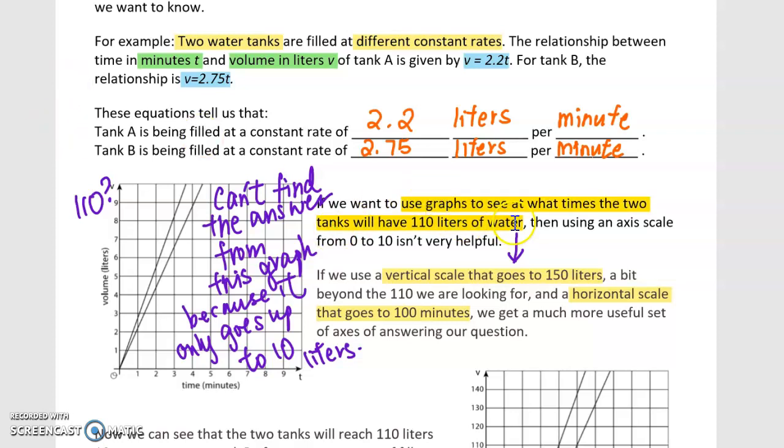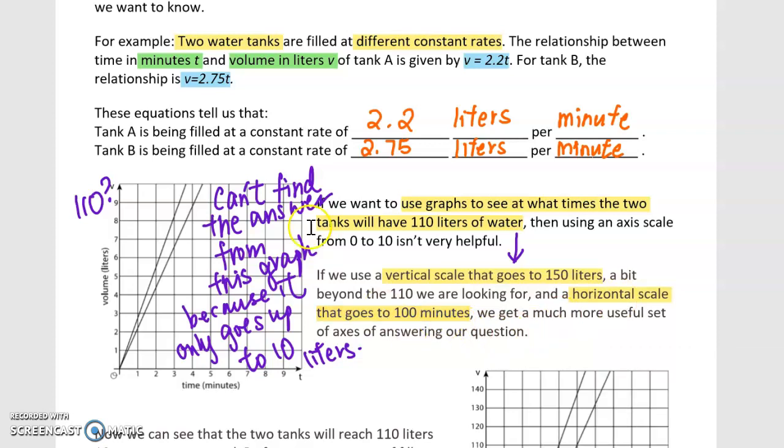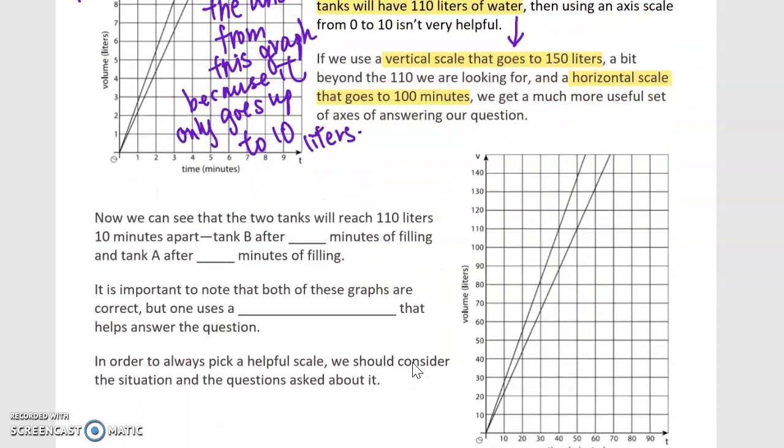I just highlight the situation right here. We want to use a graph to see how long it's going to take us to have 110 liters of water. So that means our solution is that our vertical scale needs to go to 150 liters, and then our horizontal scale needs to go to 100 minutes. So I wrote down from this graph, we cannot tell 110, right? You can see it on here. Can't find the answer from this graph because it only goes up to 10 liters. Okay. All right, I'm going to move on from here.